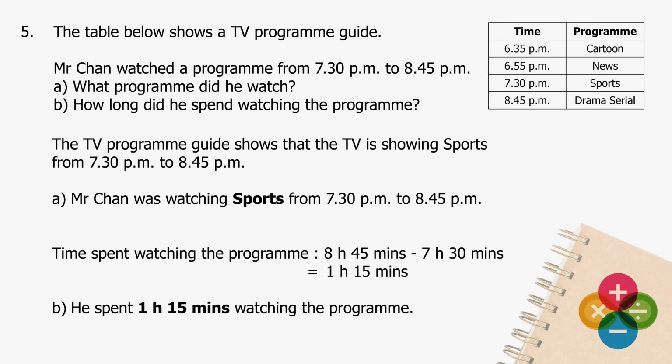The time spent watching the program will be, subtract 7 hours, 30 minutes from 8 hours, 45 minutes, and the difference is 1 hour 15 minutes. B. He spent 1 hour, 15 minutes watching the program.